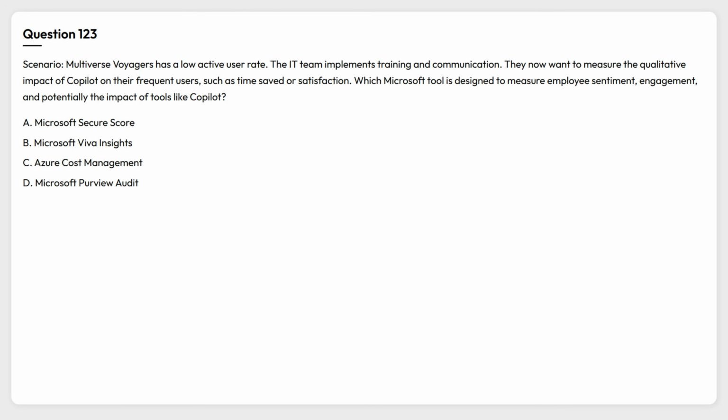Option A, Microsoft Secure Score. Option B, Microsoft Viva Insights. Option C, Azure Cost Management. Option D, Microsoft Purview Audit. The correct answer is option B, Microsoft Viva Insights.